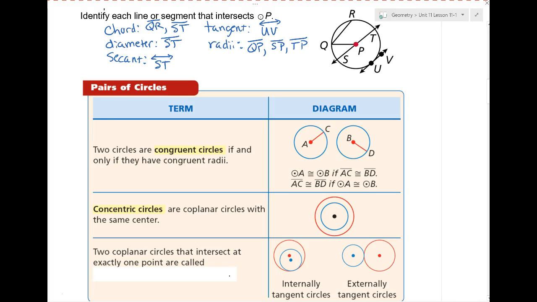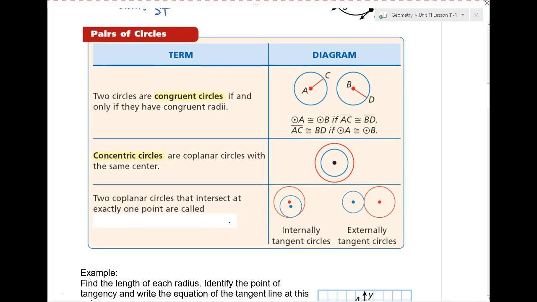Now we have ones that are called tangent circles, all right? So two coplanar circles that intersect at exactly one point are called tangent circles. Now with that, we can talk about them a little bit more. We call them externally tangent, and we also call them internally tangent circles. Obviously, with internally tangent circles, one circle is inside the other, isn't it? And externally tangent circles, they're both outside of each other. They only have that one point in common. All right, so that's terminology you just have to know for problems like the next two problems.